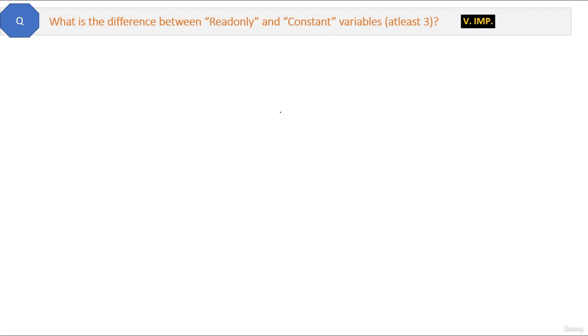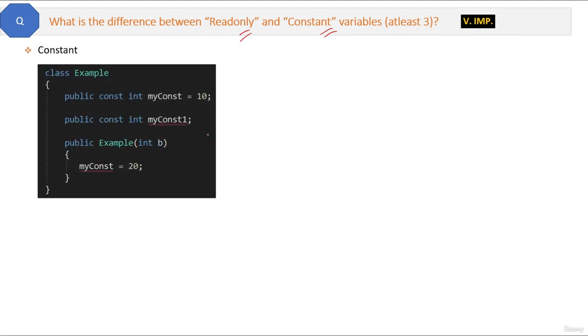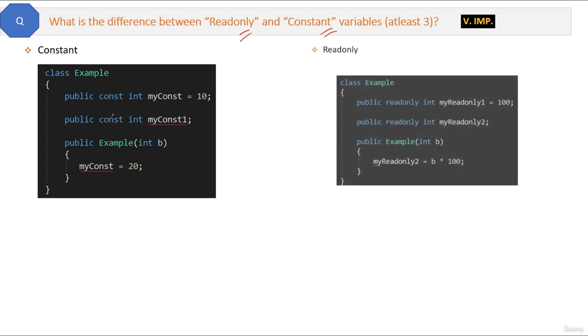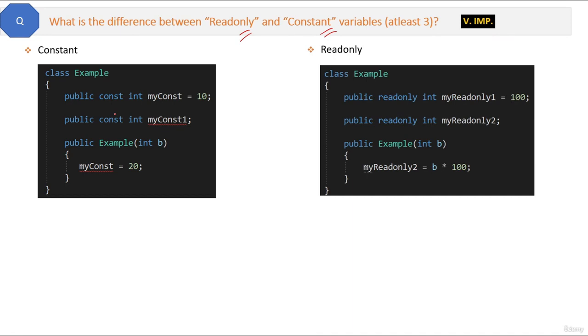Here is again a very important question, so listen carefully. What is the difference between readonly and constant variables? At least three. As always, let's see the code first and then we will see the differences. Here is the code where we have the const keyword for constant, and here is the code with the readonly keyword. Now let's compare them.